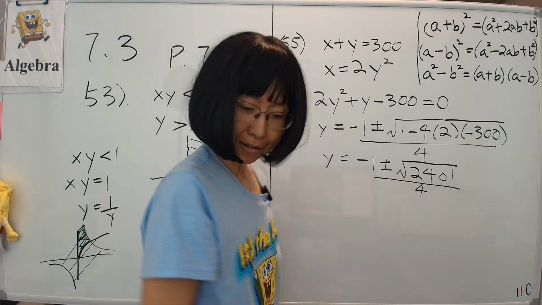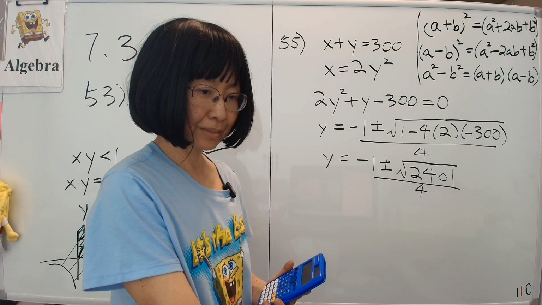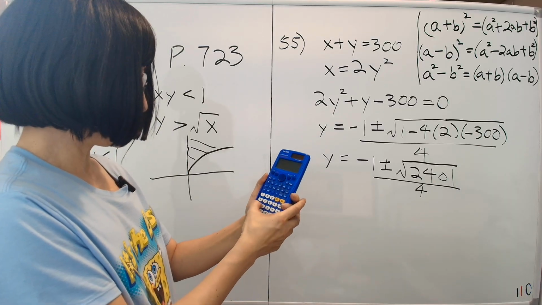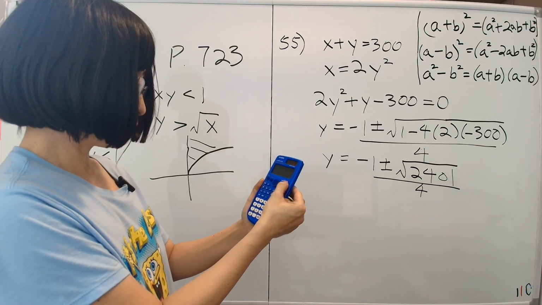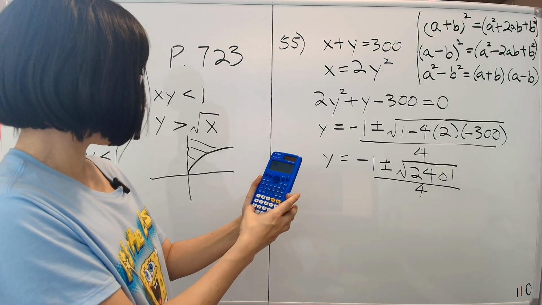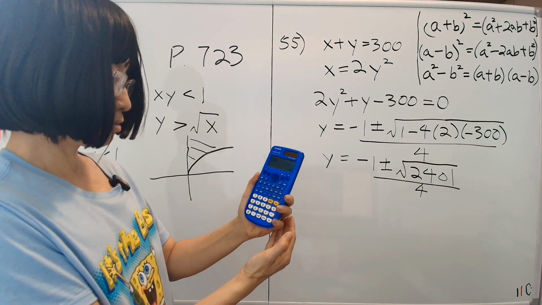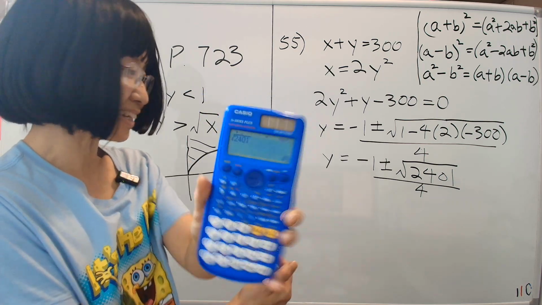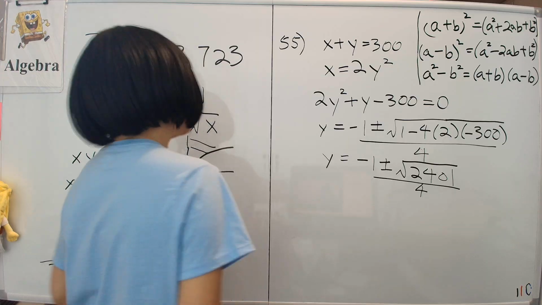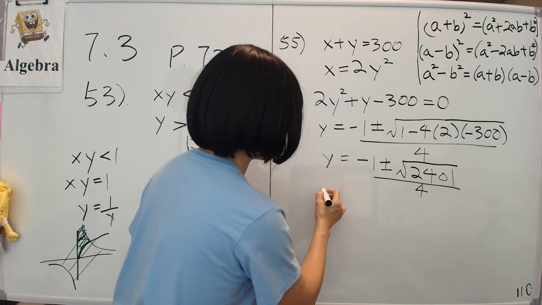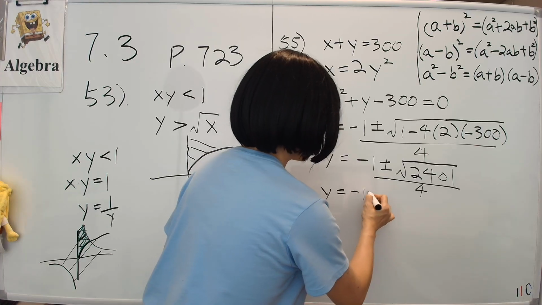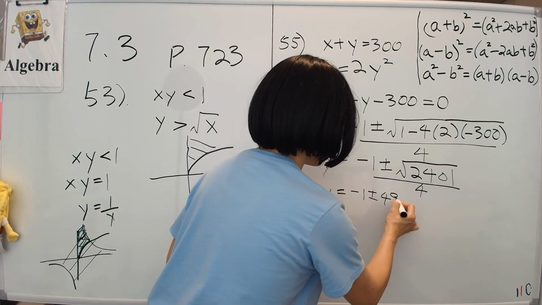To do that, let me find my calculator. So first, let's figure out what the square root of 2401 is. First, let me turn on my calculator. Then I'll type in square root 2401, and that equals 49. Great. So that helps, okay? Instead of getting stuck with some super ugly number, we at least get a whole number to show for it.